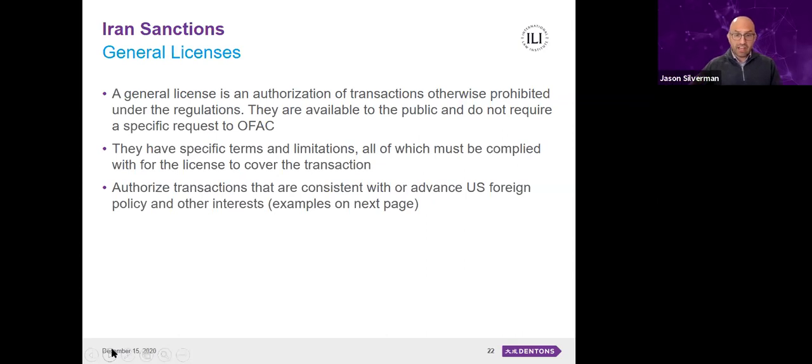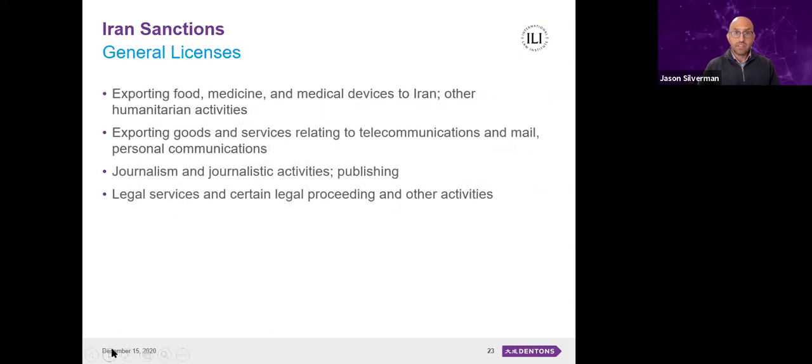And I have some examples on the next slide. So in the Iran program, there are several general licenses dealing with exporting food, medicine, and medical devices to Iran, both with the actual exportation of those items and also with respect to payments for those items. There are other general licenses that also deal with humanitarian activities. The reason for these is that a stated purpose of our sanctions program is not to punish the people in a certain country, but to influence the government to change. That's really not always how it works, but that's the stated intent. And in fact, most sanctions statutes, including the ones involving Iran, expressly carve out humanitarian activities and food, medicine, and medical devices. So that's a very common general license.